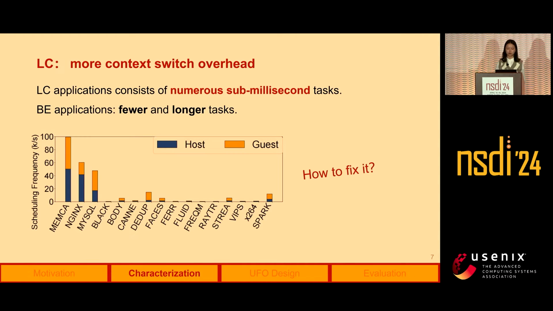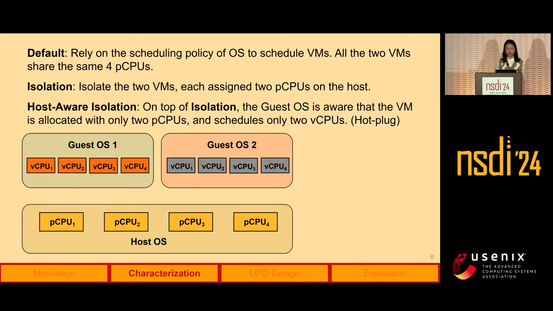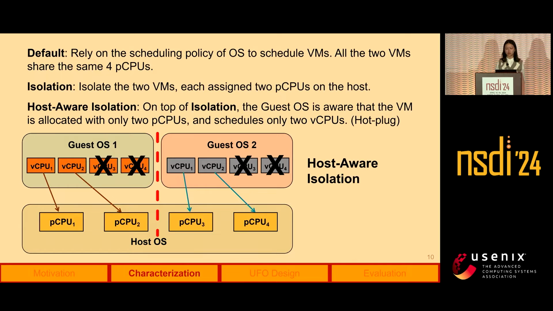So how do we fix this problem? Here we are going to do a test with 3 different mechanisms. The first one is common management, where the physical CPUs are shared by all the VMs. We call it default. Previous works on LC collocation suggest isolation between LC applications, so we choose isolation as the second approach. Considering that the context switch overhead on the host OS is much greater than in the guest OS, we reduce the number of vCPUs to match the number of pCPUs, called host-aware isolation, as the third approach.